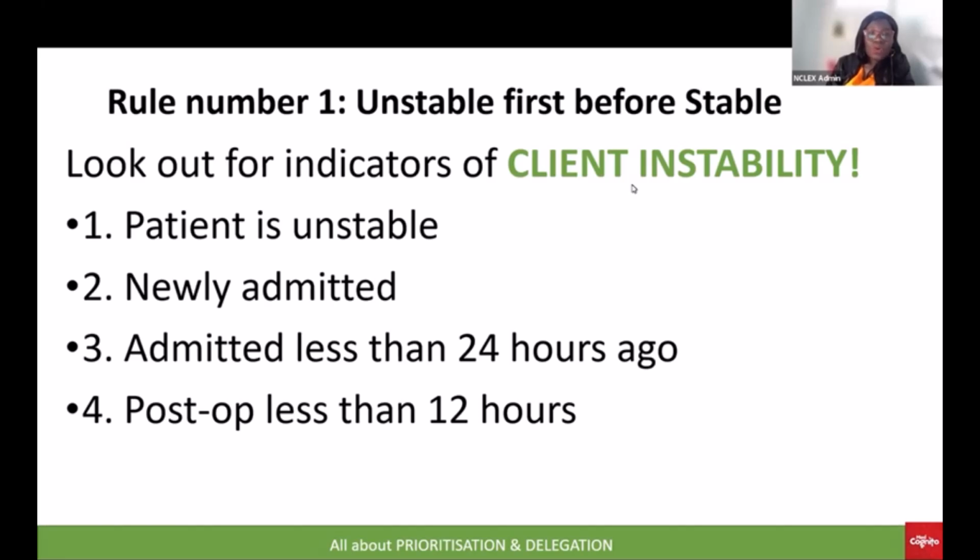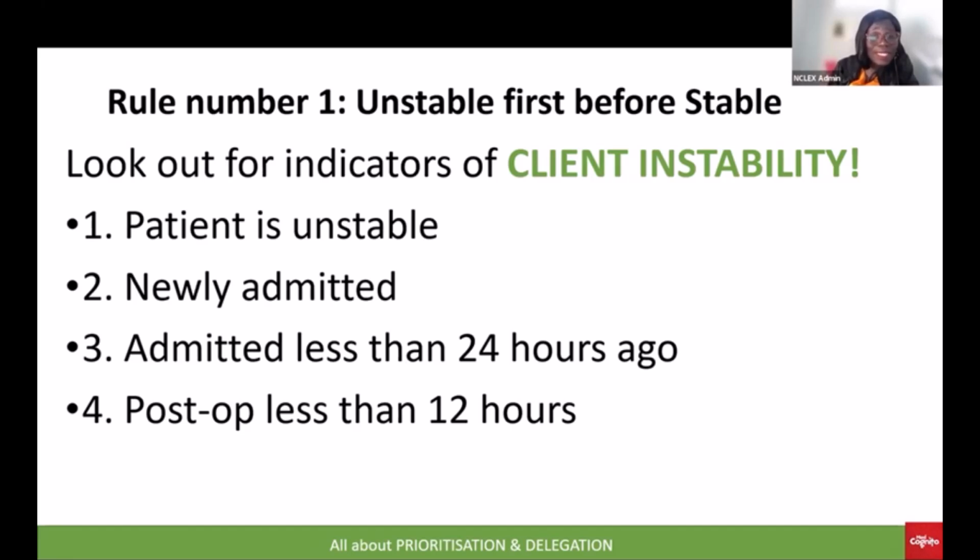So look out for the indicators for client instability. So what will make a client unstable? In the case scenario, if you're fortunate, you may have that word, the client is unstable. So look out for it. Number two, newly admitted client. A client has been newly admitted to your ward. That client should be prioritized.